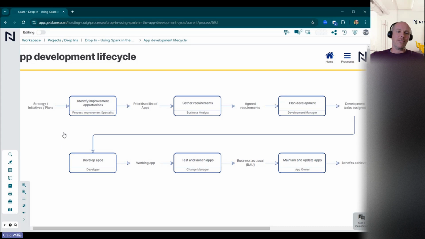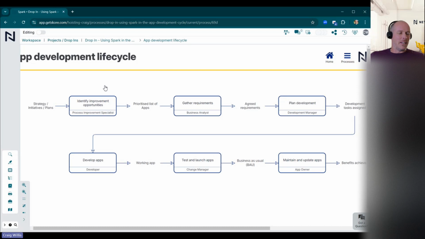But typically, we've got some sort of strategy or initiative or project that's saying we need to go and automate stuff, or we're going to change out a system, or we're going to put a system in where one doesn't exist today. So typically we need to identify what the opportunities for improvement are. This is partly because we want to understand where the problem areas are, what we are going to fix, and what the business case is going to be for doing this.